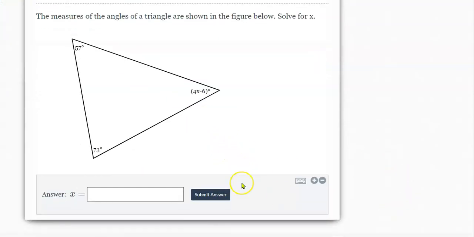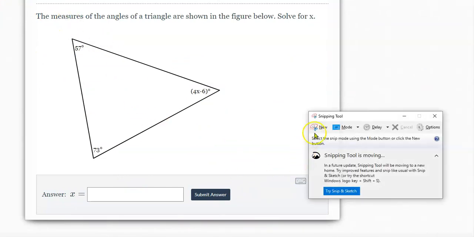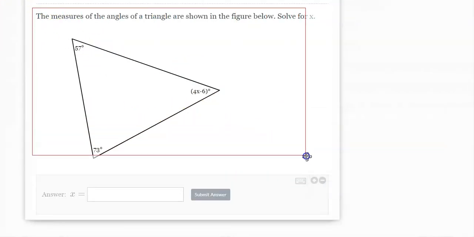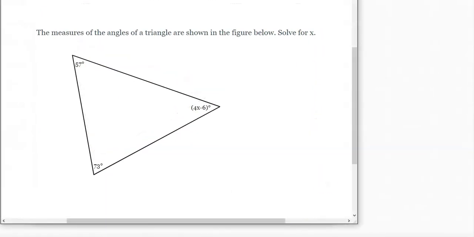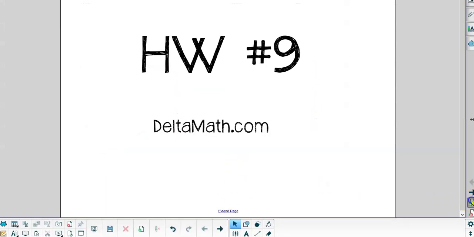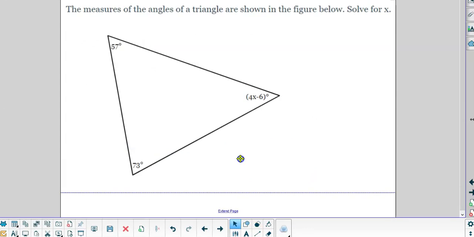All right. I don't want this one to be as tricky for me, so I'm going to take a quick screenshot. Here we go. So the measures of the angles of the triangle are shown in the figure below. We're going to use the same method.